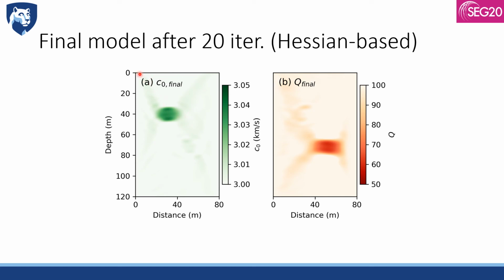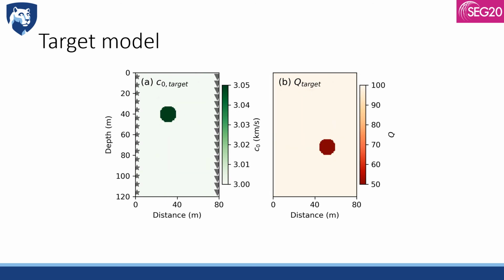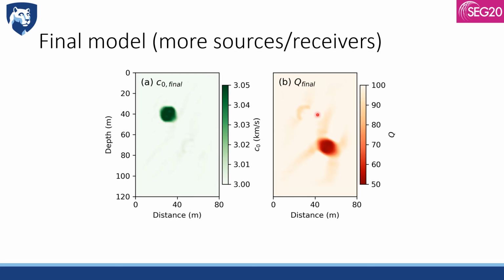If we add more sources on the top and the receivers on the bottom, this is what we got. Let's compare with the target model again. So this is the target model, and this is the final model. There's a little bit of directionality for the Q model, but the result looks pretty good. We have a very nice delineation for the anomaly features of both velocity and attenuation, and the crosstalk artifacts are basically gone.